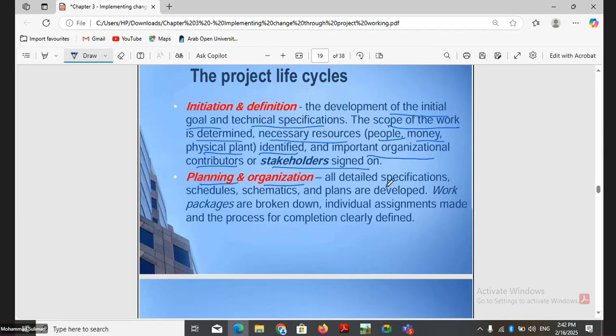The next is planning and organization. All the detailed specifications, schedules, schematics or diagrams, and plans are developed in this stage. Work packages are broken down, which is, we can say, work breakdown structures are developed. Individual assignments are made and the process of completion is clearly defined. So we can define clearly when the project will be complete, when every task will be complete. We can plan for budget, plan for time, allocation of resources, activities to be done, tasks to be completed. Everything will be clear in the planning and organization stage.